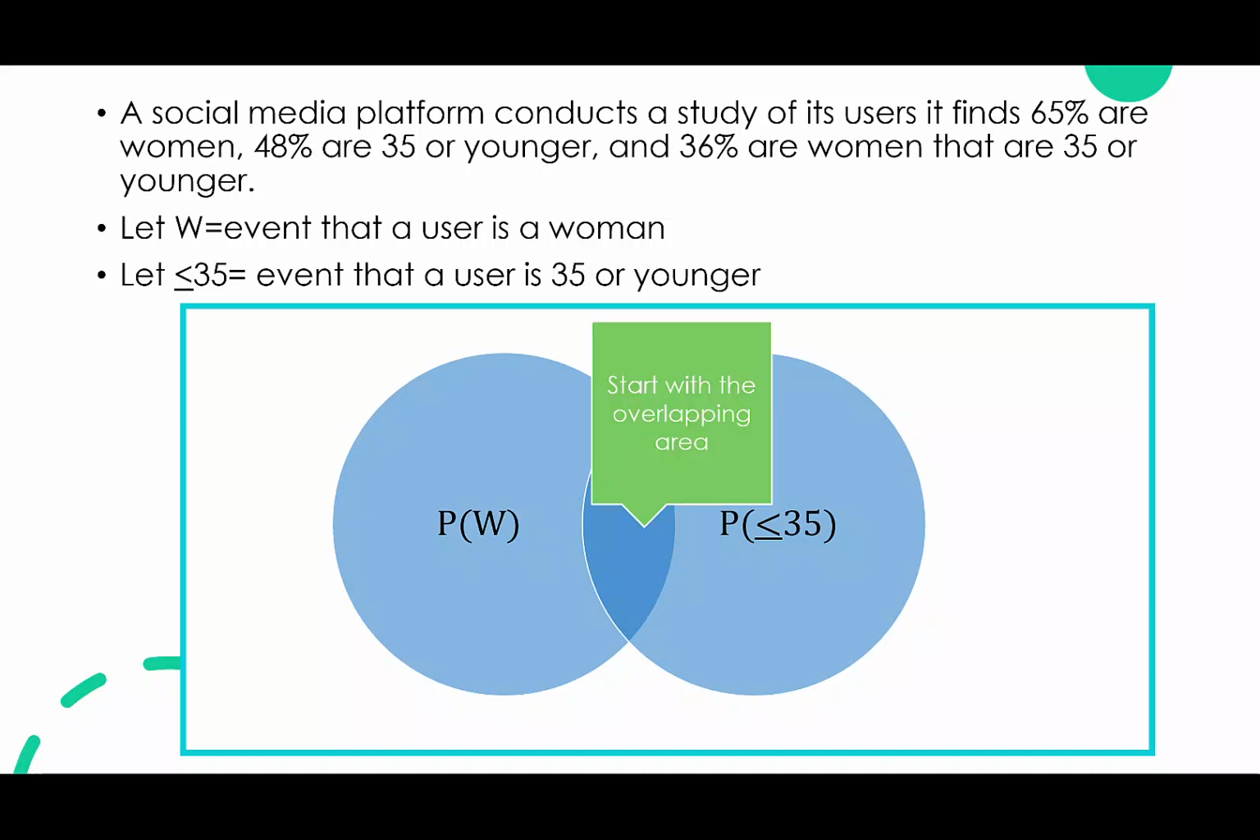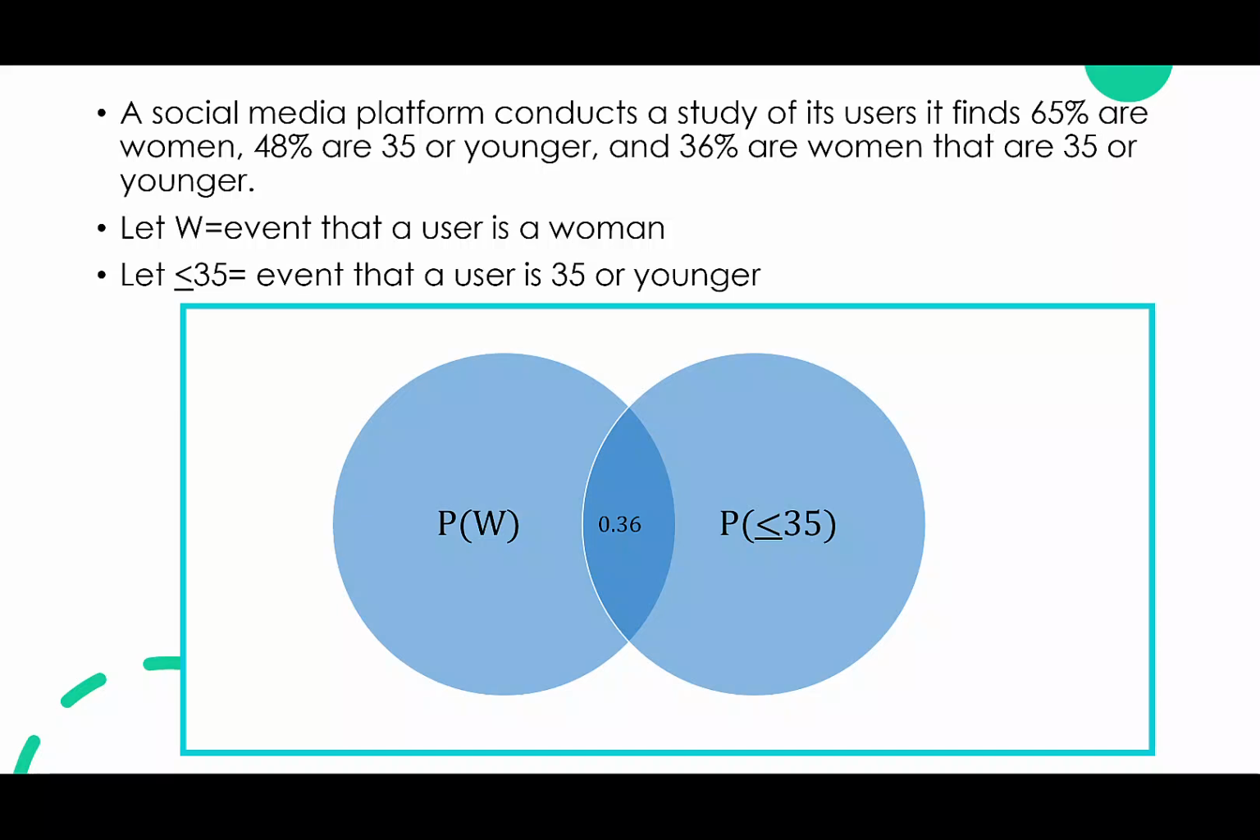I want to start with the overlapping area, which represents probability of being a woman and less than or equal to 35. We can see in the problem that that's 36%. I'm going to write 0.36. Now I'm going to work my way out, and remember I said we're going to subtract as we go.